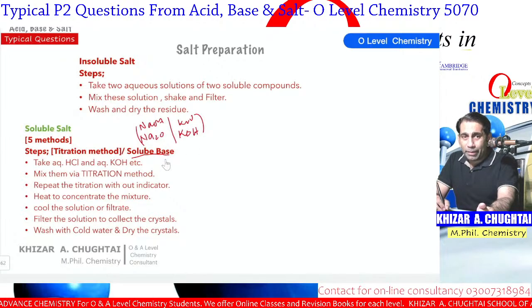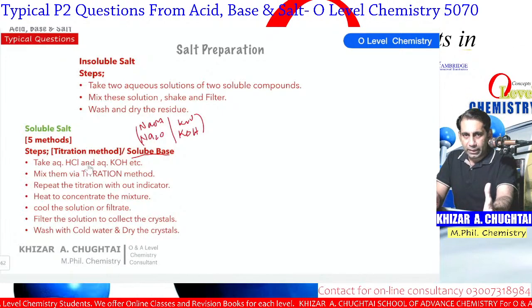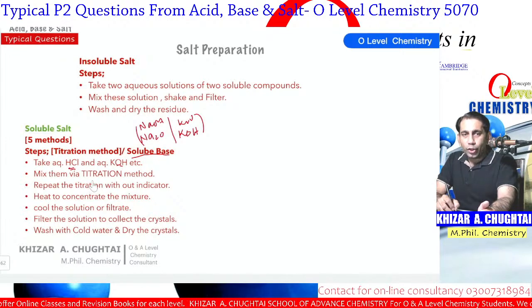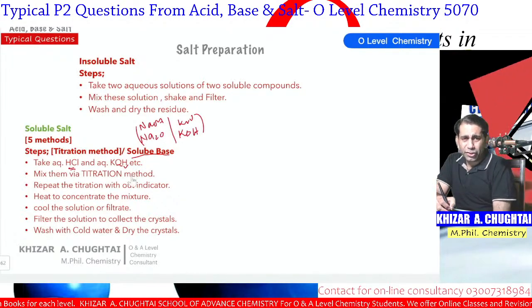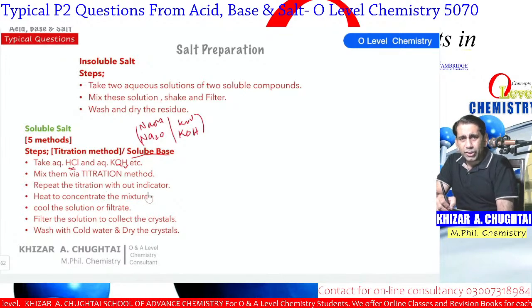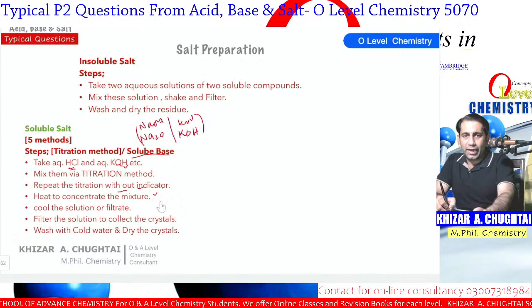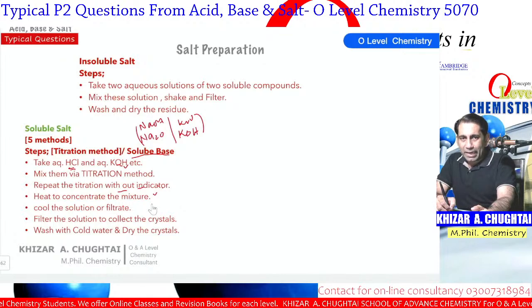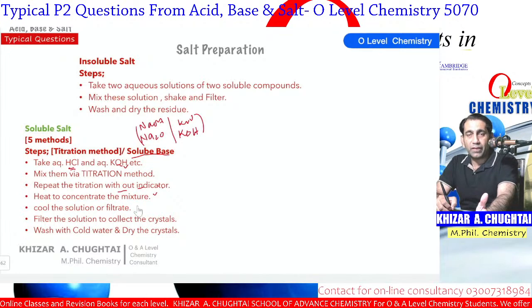If you are using a soluble base, then you will have to write all these options to secure at least 4 to 5 marks. Number 1, you will choose the proper acid and proper base. Then you will mix them via titration method. Then you will repeat the same titration without using the indicator, and then the mixture is heated to make it a concentrated solution, to make it a saturated solution, and so on. After saturation, this mixture is then cooled, and it is left to stand for the formation of the crystals.